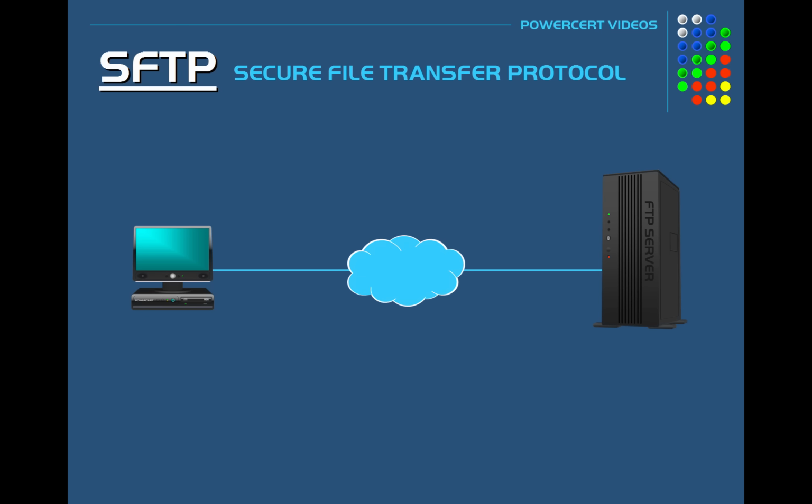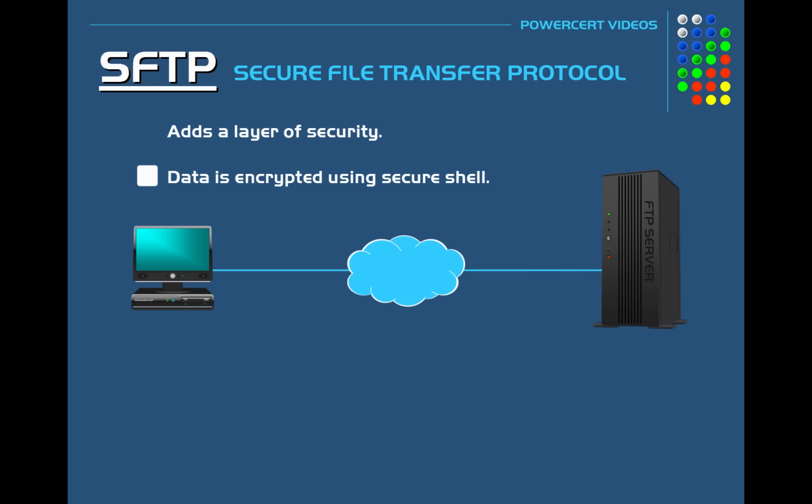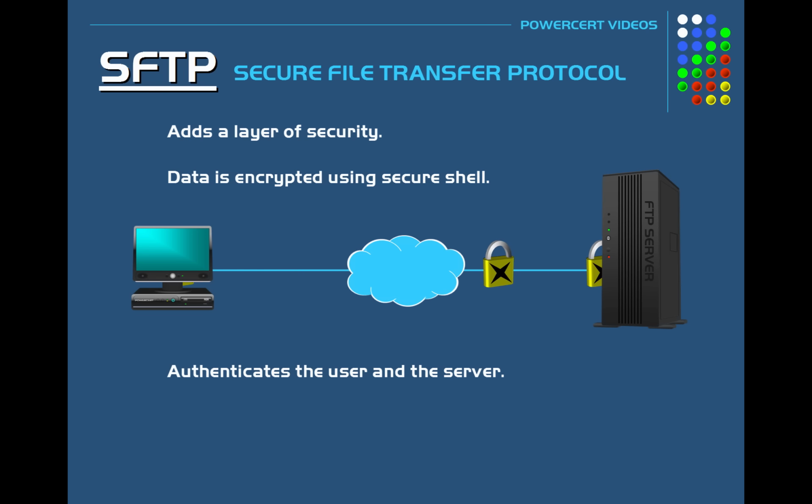And that's where SFTP comes in. SFTP stands for Secure File Transfer Protocol. Now, Secure FTP is just like FTP, except that it adds a layer of security. The data using Secure FTP is actually encrypted using Secure Shell during data transfer. So no data is sent in clear text. It's all encrypted. And Secure FTP authenticates both the user and the server, and it uses port 22.